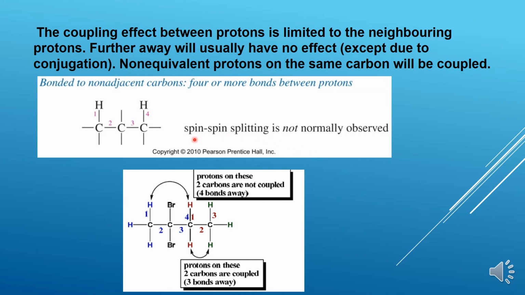So here, see, the fourth hydrogen will not be coupled with the first hydrogen because they are separated by four sigma bonds. They are away from each other. Spin splitting is not normally observed because their proximities are far. They are far away from each other. Therefore, splitting doesn't take place.